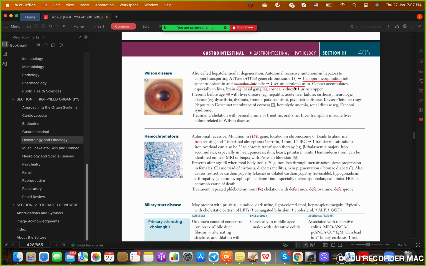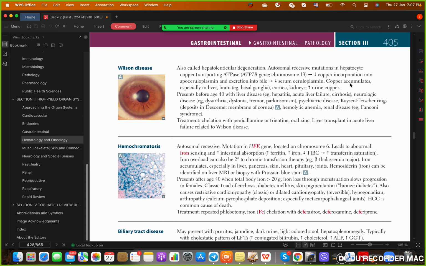Well, basically, when do you use ceruloplasmin? When the copper is really low and you need to get more. But if you already have a massive amount, the ceruloplasmin is going to go down, okay? So the copper will accumulate, especially in the liver and the brain, in the basal ganglia, in the lentiform nucleus, as we saw, and in the cornea and in the kidneys. And that will increase the urine copper.